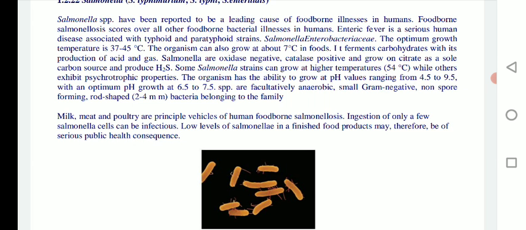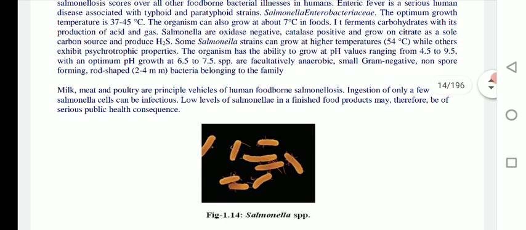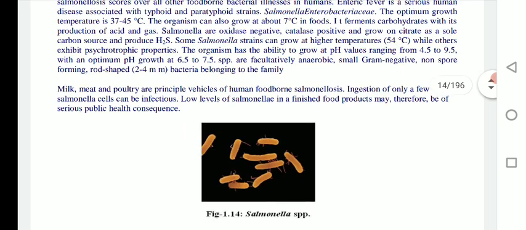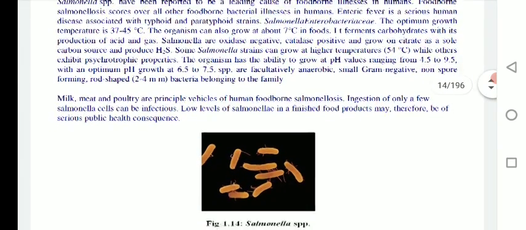Okay, some of the Salmonella strains can grow at higher temperature, even at 54 degrees Celsius, while others exhibit psychrotrophic properties. So, the organism has the ability to grow at pH values ranging from 4.5 to 9.5. This is quite a wide pH range with an optimum pH for growth of 6.5 to 7.5 per species. Some species in this Salmonella group are facultative anaerobes.